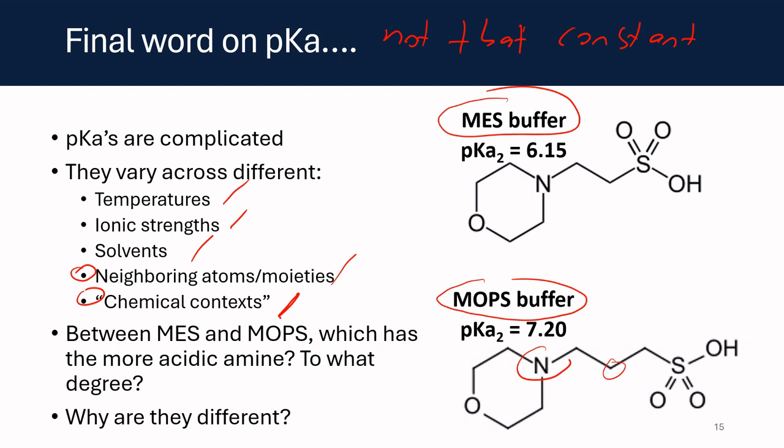I'm going to ask you two questions. Of these two functional groups, which is the more acidic amine? Which is the more basic amine? Think about that. And then ask yourself, why are they different? Why is this pKa a whole unit larger just because this tail is longer?